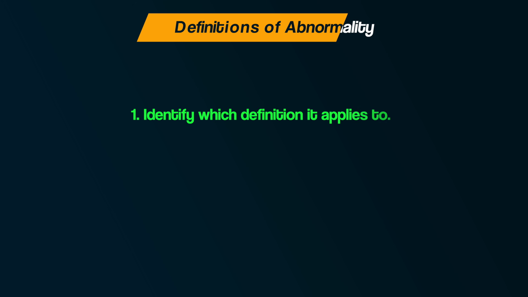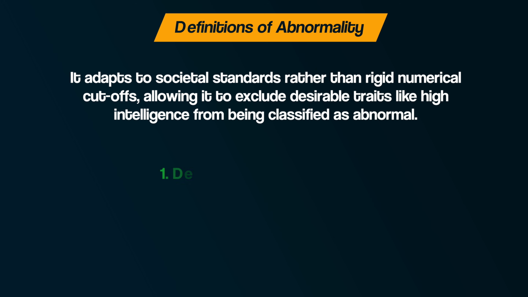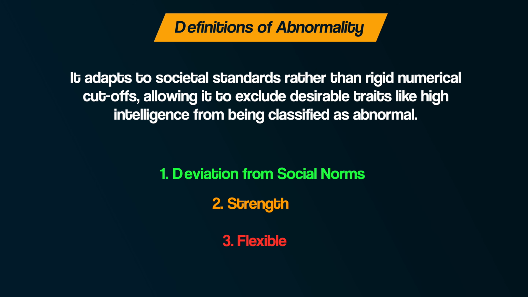One at a time, let's take each evaluation point to see how well you really understand it. The evaluative point will appear on the screen and you need to do 3 things. Number 1, identify which definition it applies to. Number 2, identify if it's a strength or a limitation of that definition. And number 3, state a heading for that evaluation point like I used on the matching task a moment ago. For example, if this appeared, you would write down deviation from social norms, a strength, and flexible.